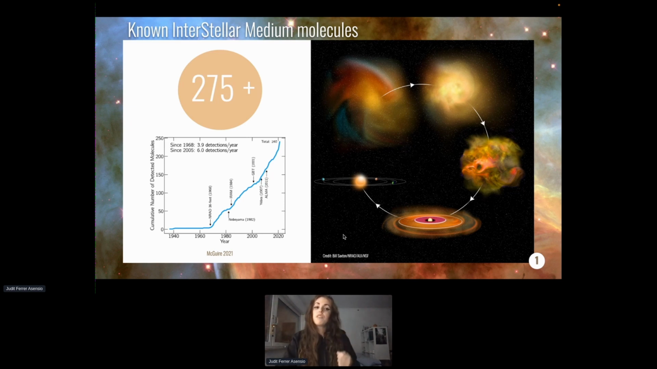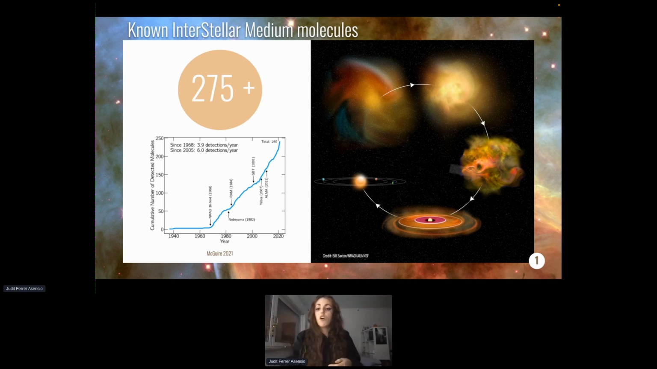Some of these 275 molecules that we have observed towards the ISM are deuterated, and not even singly deuterated, but also doubly and triply deuterated molecules. And this is really interesting because the deuterium over hydrogen ratio in the ISM is more or less 2 times 10 to the minus 5, which is pretty low, but we are observing high abundances of these molecules.